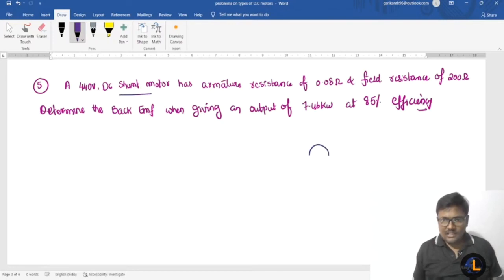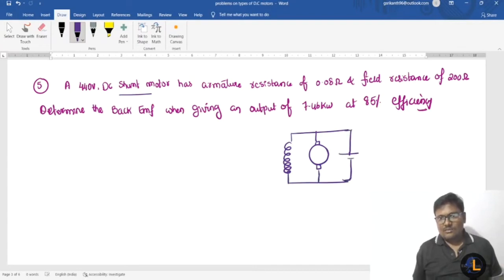Okay, and the next problem is a 440 volts DC shunt motor. So I am drawing the diagram of a DC shunt motor. This is the armature, and the field winding is connected in parallel with the armature. The voltage is 440 volts. The current drawn from the supply is the line current. The current flowing through the armature is IA. The current flowing through the shunt field winding is ISH. Same story, RSH.